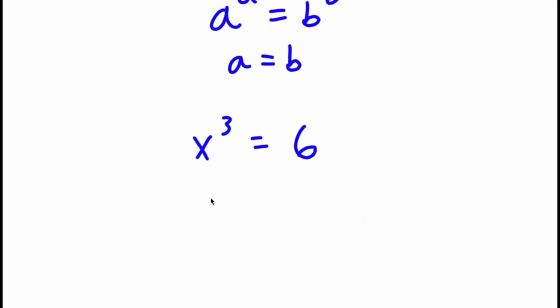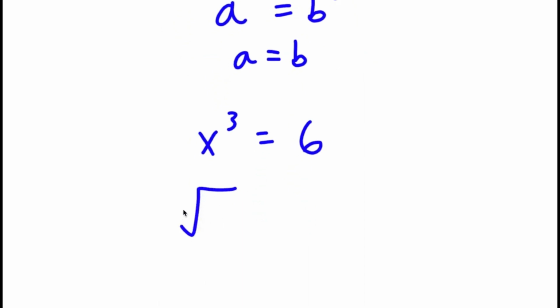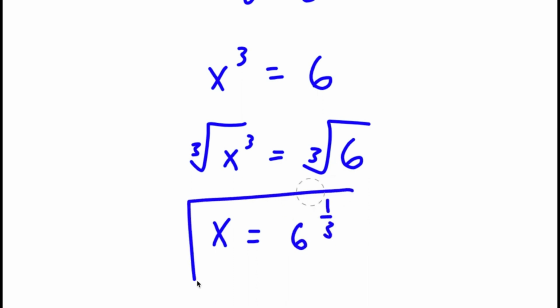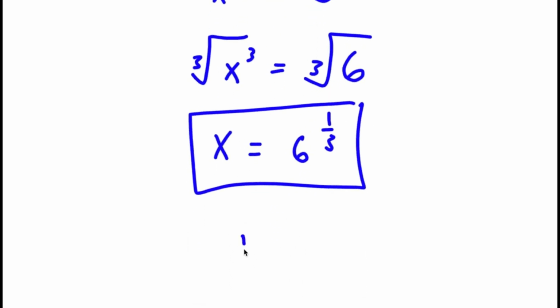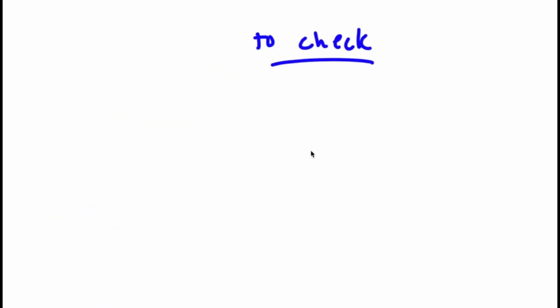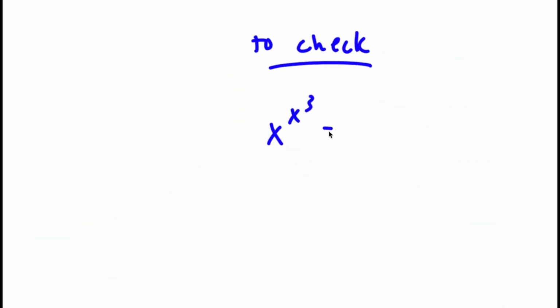Now, I'm going to take the cube root on both sides. So now I have the cube root of x to the power of 3 is equal to the cube root of 6. Now, the cube root of x to the power of 3 is simply x, is equal to the cube root of 6, which is the same thing as 6 to the power of 1 over 3. So this is my answer. So now to check, I have x to the power of x to the power of 3 equals 36.